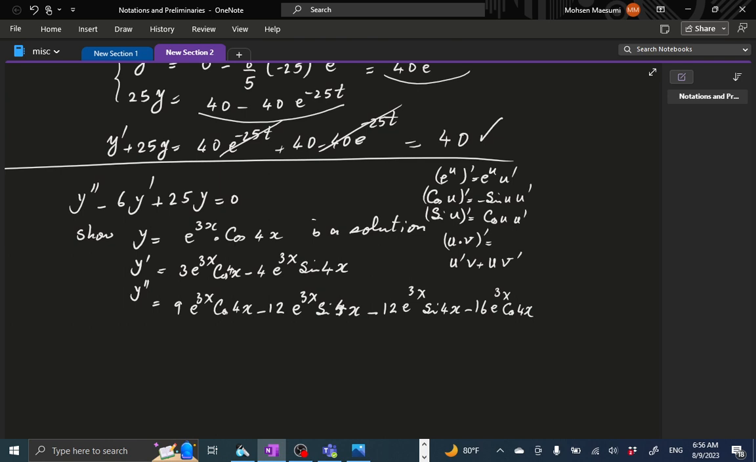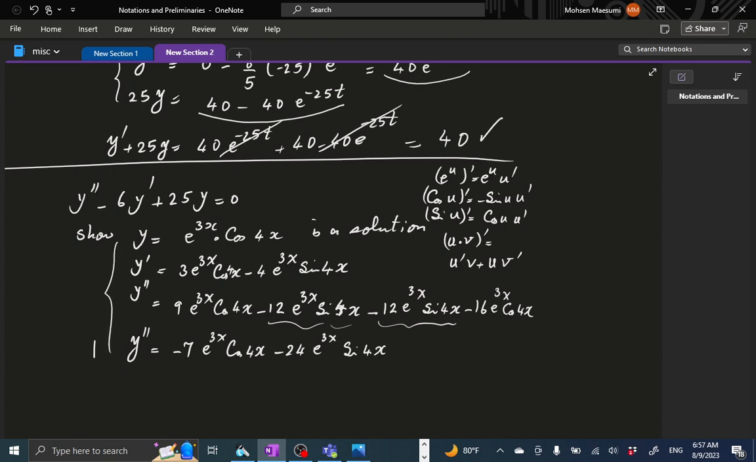We notice this is the same as that. That is always the case, that we double up on the middle term, and these two also simplify. So y double prime goes through quite a bit of simplification, and is minus 7 exponential of 3x cosine of 4x, and then minus 24 exponential of 3x sine of 4x.